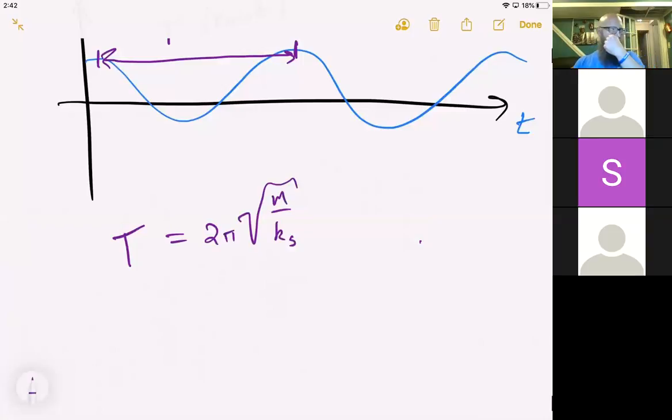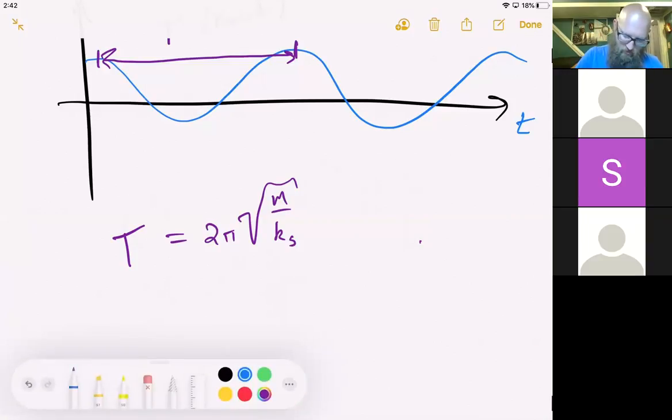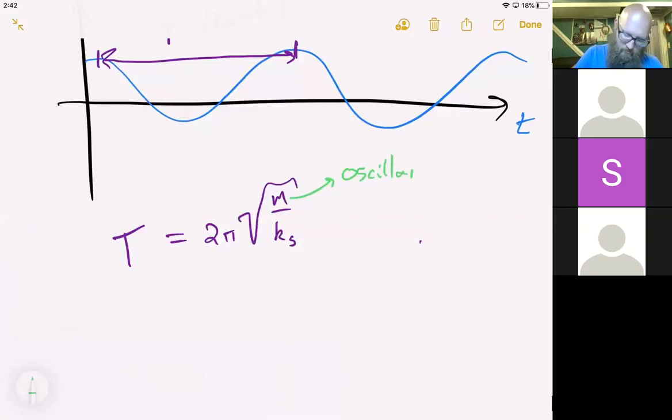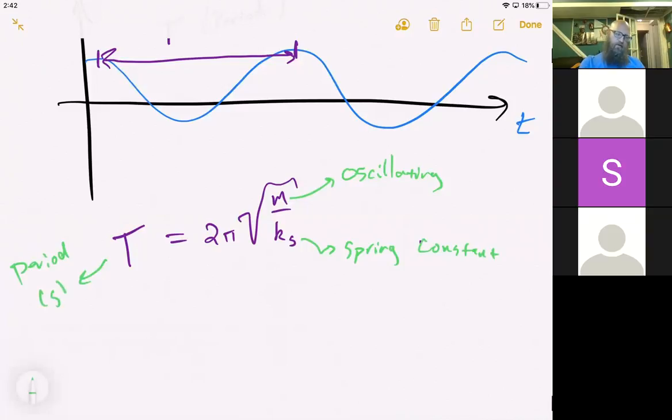The write-up says k sub s. That is because when we talk about waves, there's another k that is wave number. So k sub s is just spring constant. Okay, so we do this here: oscillating mass and spring constant. And again, this guy is just the period. If you put everybody in SI units, the period comes out in seconds, right? That's the SI unit. Okay, so far so good.